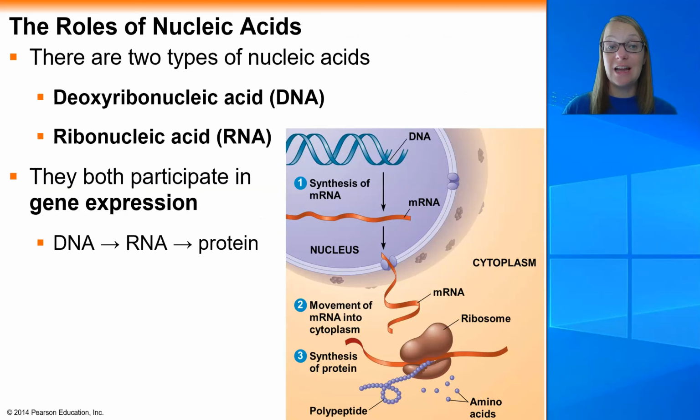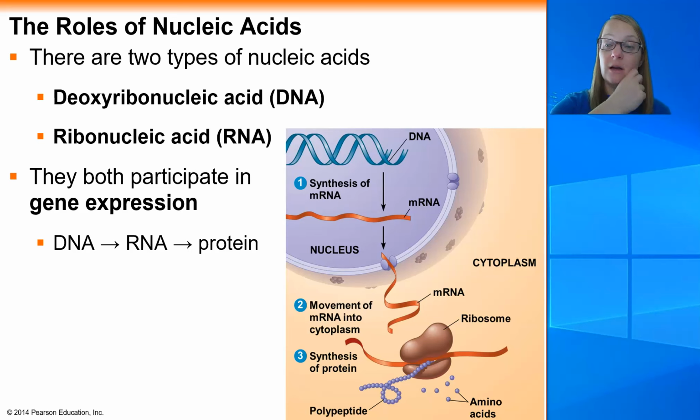Now, there are two different types of nucleic acids, and both are really important in protein production in a cell. These are deoxyribonucleic acid, or DNA for short, and then ribonucleic acid, or RNA. Both of them, again, participate in this process of gene expression. So DNA is really what holds the genetic information, and the RNA helps to transfer that information to the building process that builds the actual proteins.